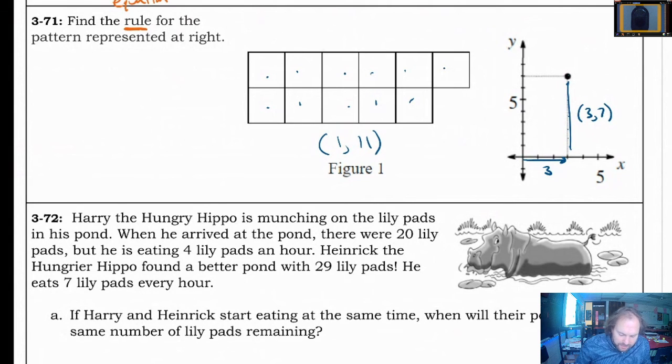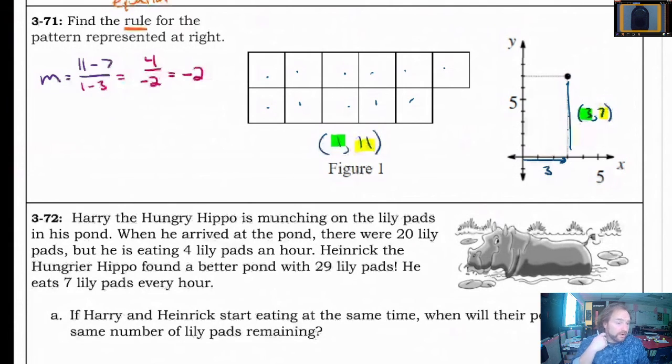We've done this a lot in the past, but we're going to use these 2 points to figure out the equation of the line. The first thing we need is the slope. The slope is going to be 11 minus 7. Again, I'm subtracting the y's here. 11 minus 7 over 1 minus 3. I've got to go in order there. 11 minus 7 gives us 4. 1 minus 3 gives us negative 2, and that divides out to be negative 2. That will be the slope of our equation.